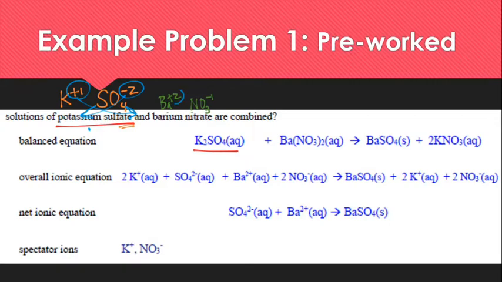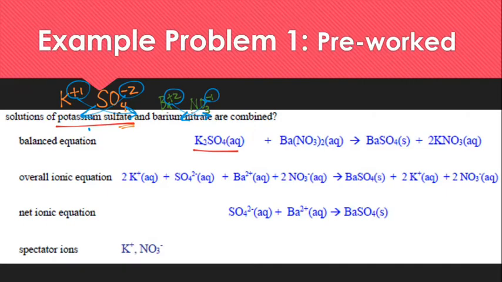It's a +2 and a -1, so we're going to have to cross, drop, reduce, which is why that 2 came over onto the nitrate. Remember, we had to put that in parentheses anytime we put a number on the outside of a group.